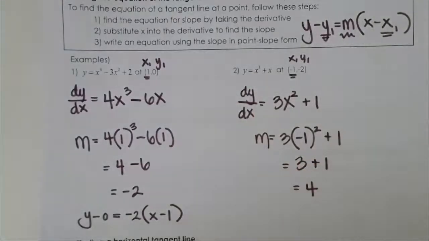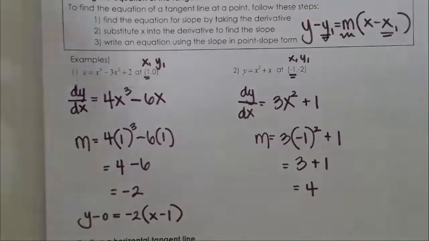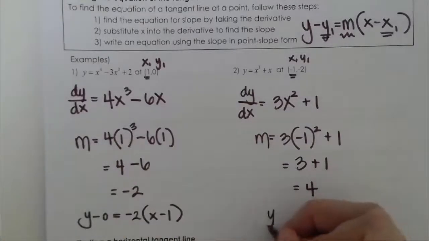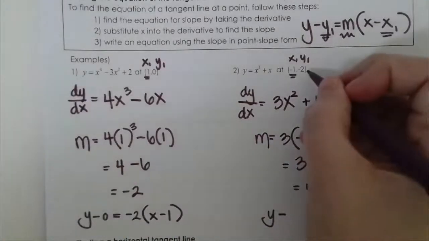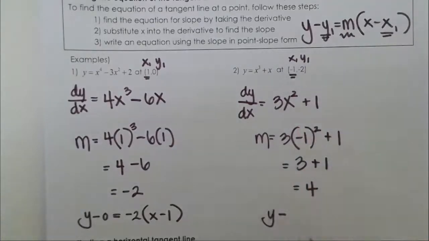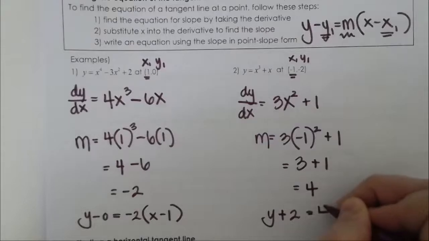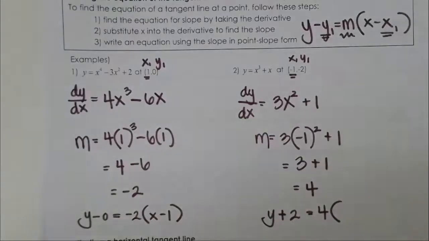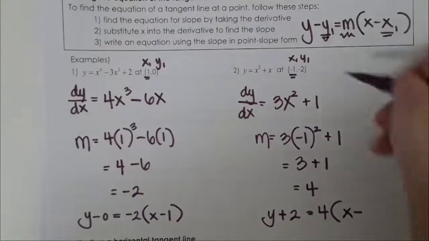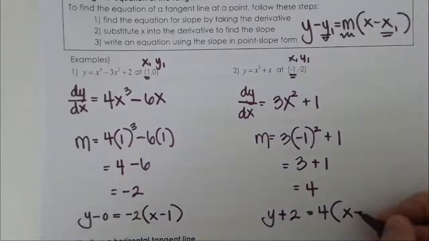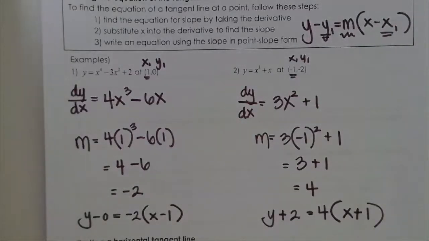So now I have my slope and I have a point, so we just fill in y minus y1. Well, it's minus a negative, so let's make that plus 2, equals m, that's my 4 that I just found, times x minus x1. Well, that's a negative 1, so let's make it a plus 1. And that's how you find the equation of a tangent line at a specific point.